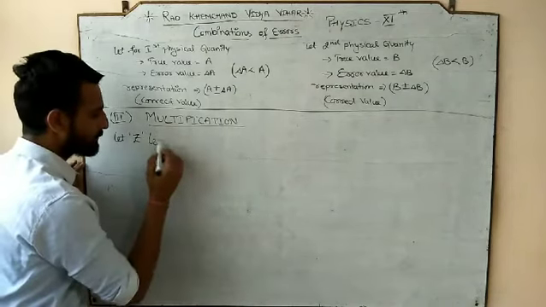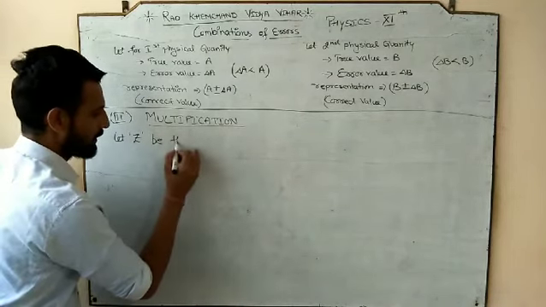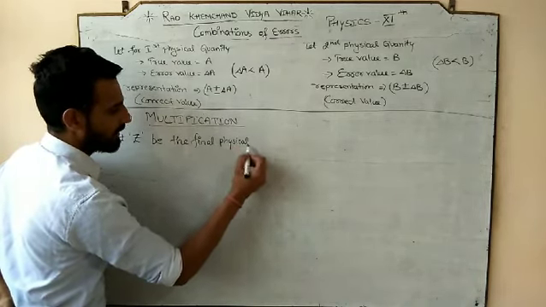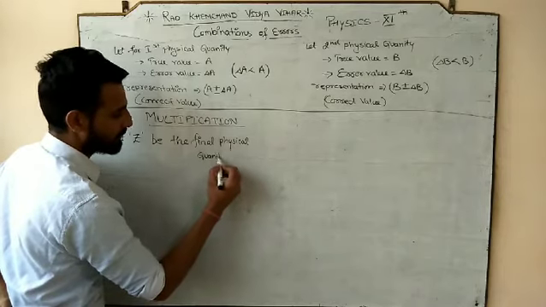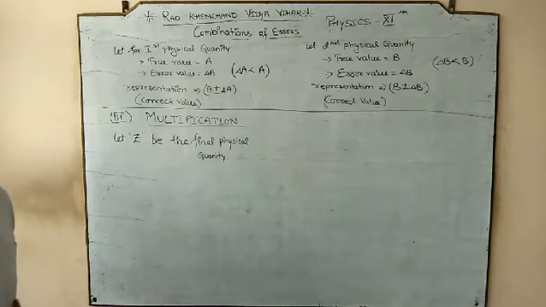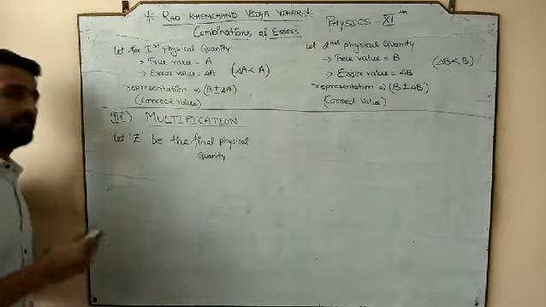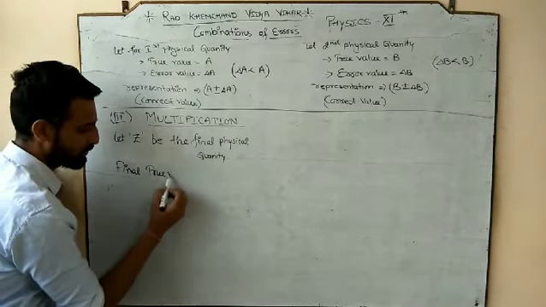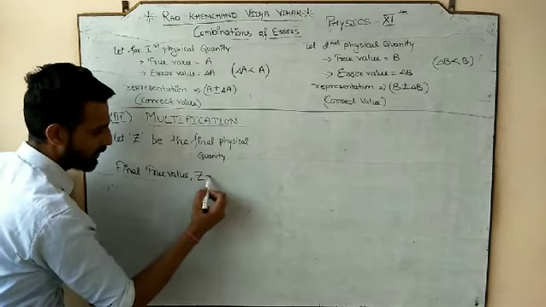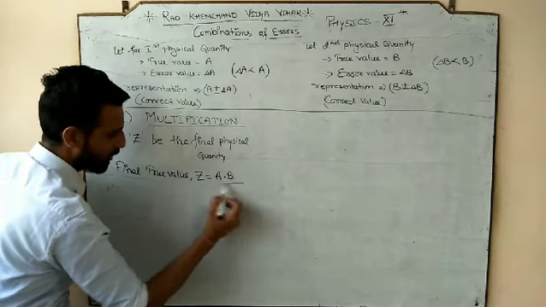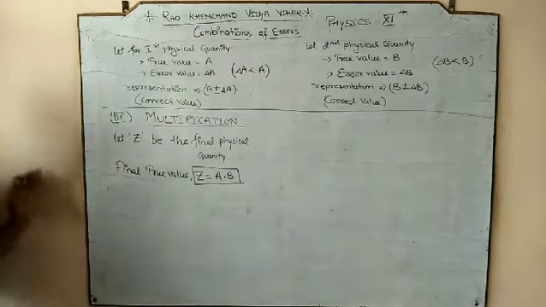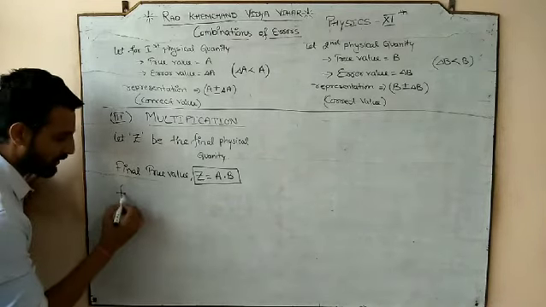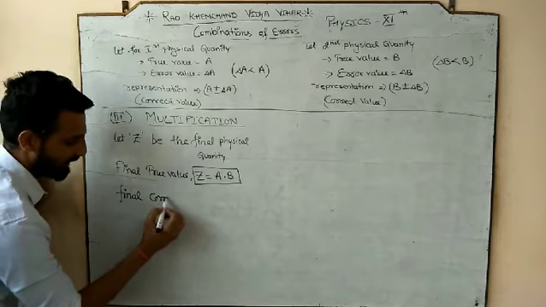So let Z be the final physical quantity after performing the multiplication. So after multiplication, let Z be the final physical quantity. So let's try the final true value. So what would be the final true value? It would be the multiplication of the first true value and the second true value. Means true always works according to your operation. So let us find out the final correct value.